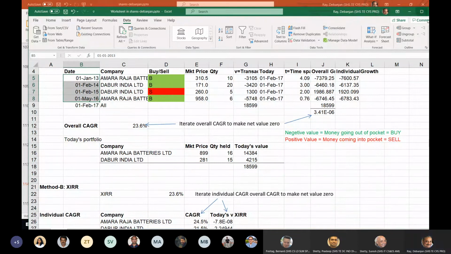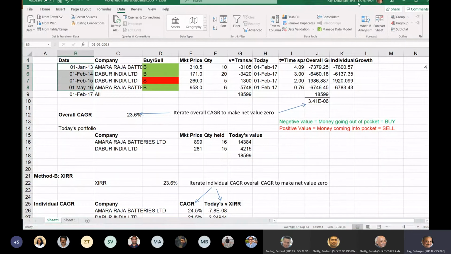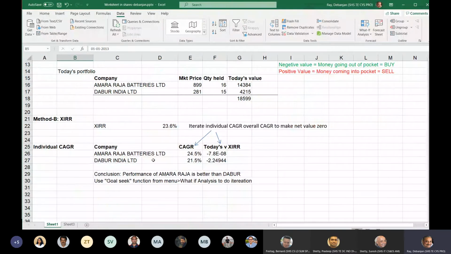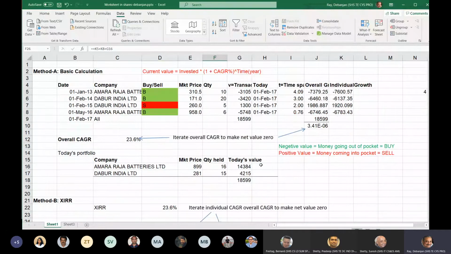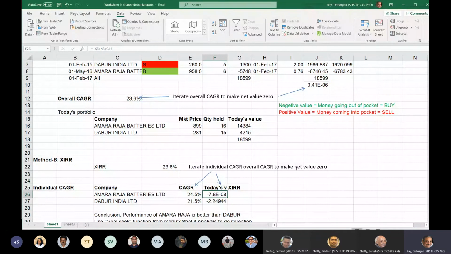So now you can understand it is not only there, but it is important that you also calculate for individual stocks. This one I have calculated only for the overall portfolio, but at the individual stock level, XIRR can also be calculated.